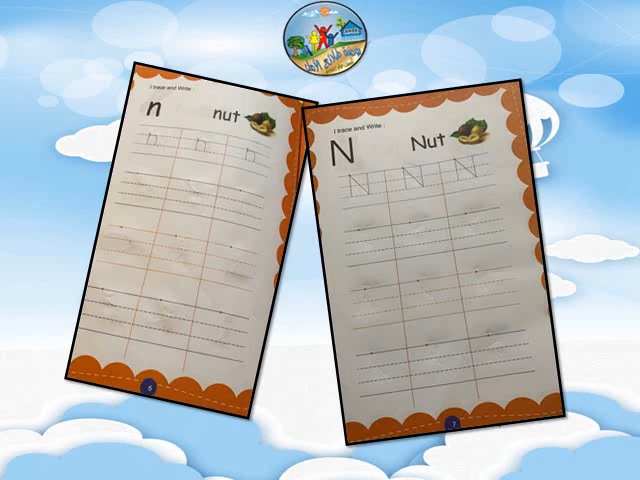So finally, you have to write small na and capital na correctly in your copybooks. But be careful, there is a typo here in small na. The starting point must be on the second line, not on the first line. So pay attention to this point. And I'm waiting for your neat handwriting to send it via messages on audiobook.